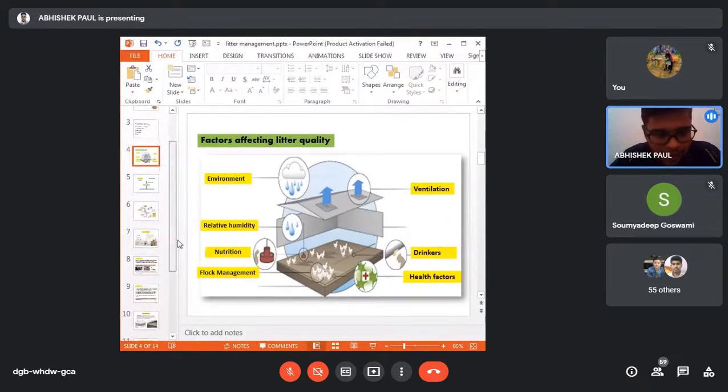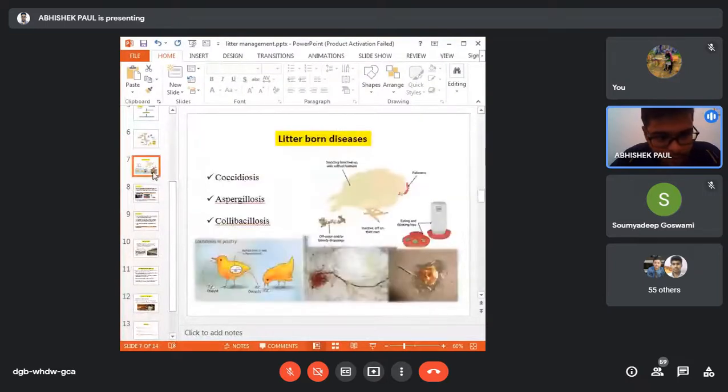These are the factors you please consider while managing the litter material. Now, these are certain litter-borne diseases. First and foremost important is coccidiosis, one protozoal disease. At this point, no need to remember or know how it is happening, but these are the diseases directly related to wet litter material. If the litter material is wet, then it will cause coccidiosis, aspergillosis, and colibacillosis.